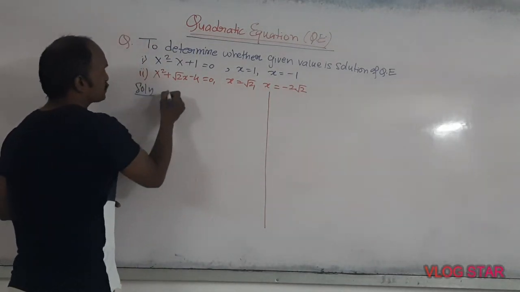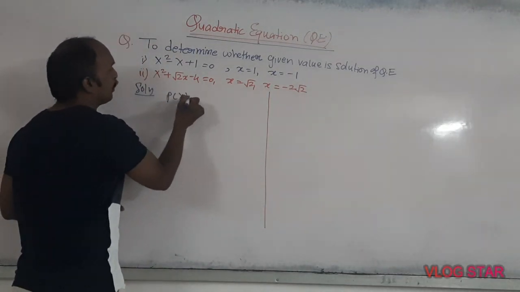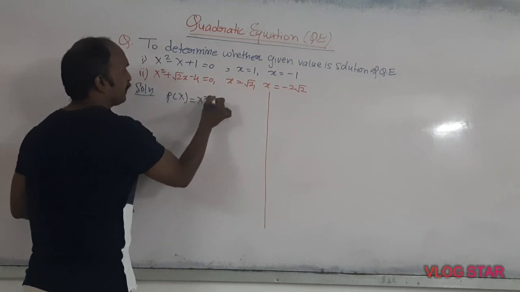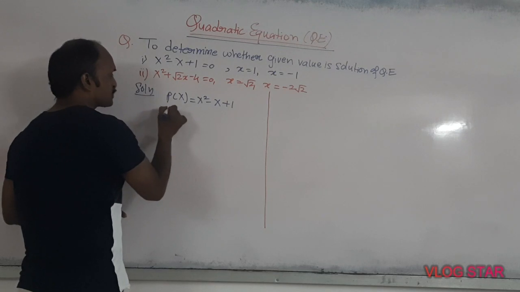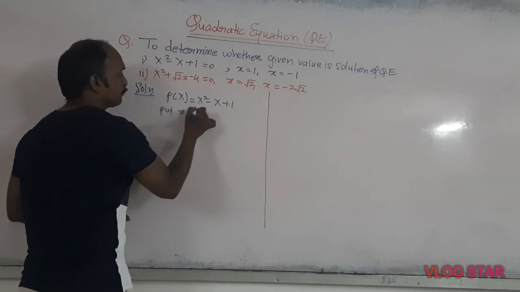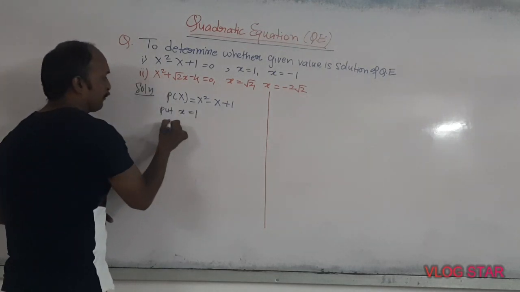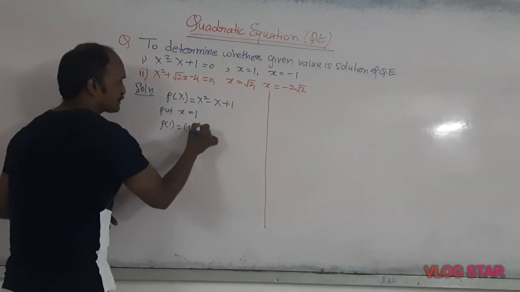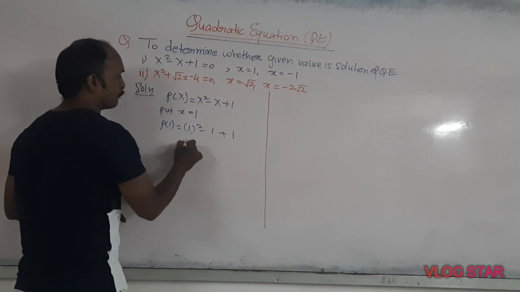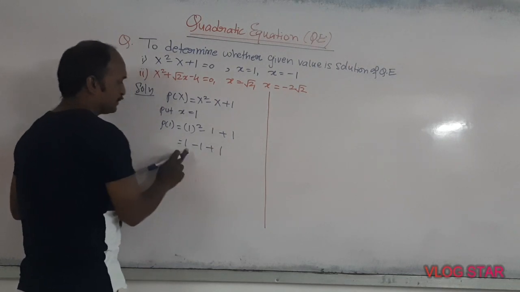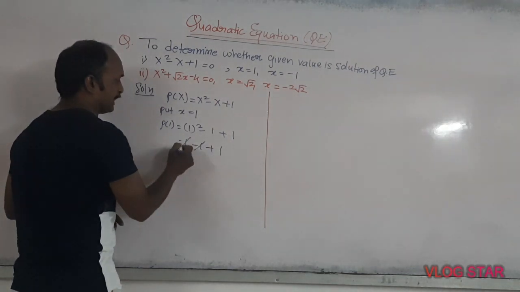Solution. First, whatever is given, take it as p of x, that is x square minus x plus 1. Now put the first value, that is x is equal to 1. So p of 1 is equal to 1 square minus 1 plus 1. So what are you getting? 1 minus 1 plus 1. This is plus and minus, this will get cancelled.